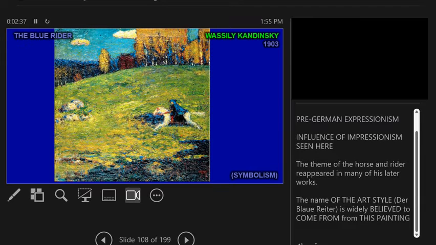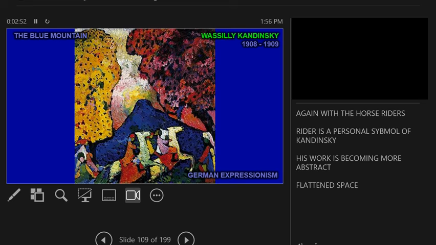But the theme of the horse and the rider appeared in many of his later works, and a lot of experts believe that this painting is where he got the name for the group, the Blue Reiter. Here's another one of his early paintings, and notice again the theme of people riding horses. So you have these horse riders at the bottom, and they could even be the four horsemen of the apocalypse.